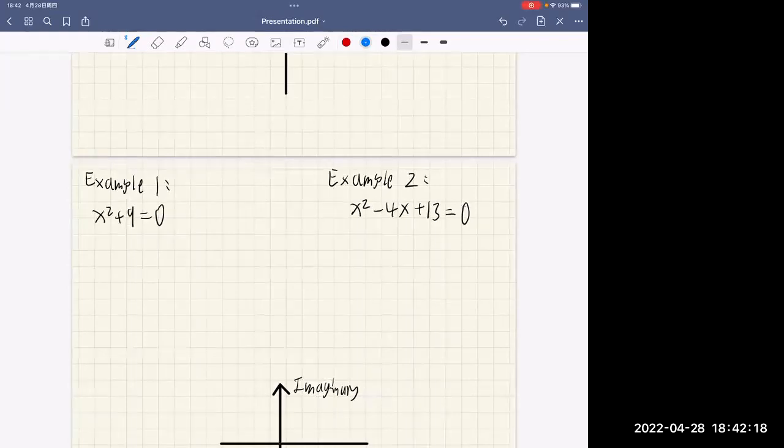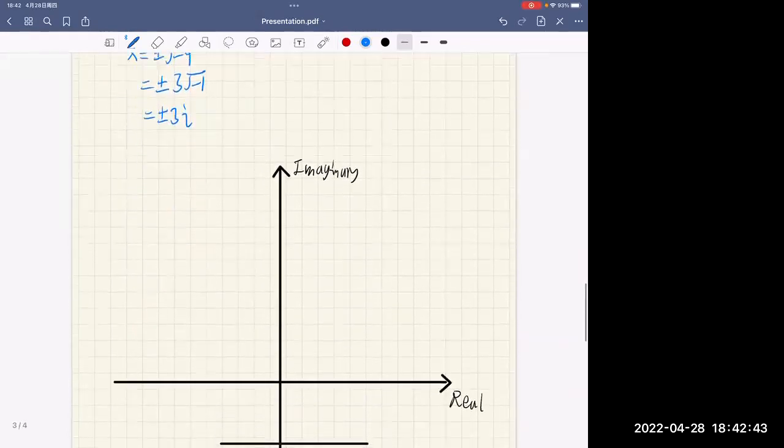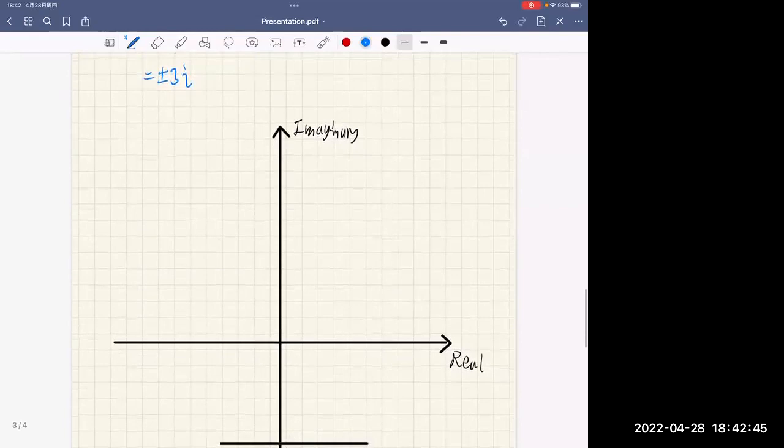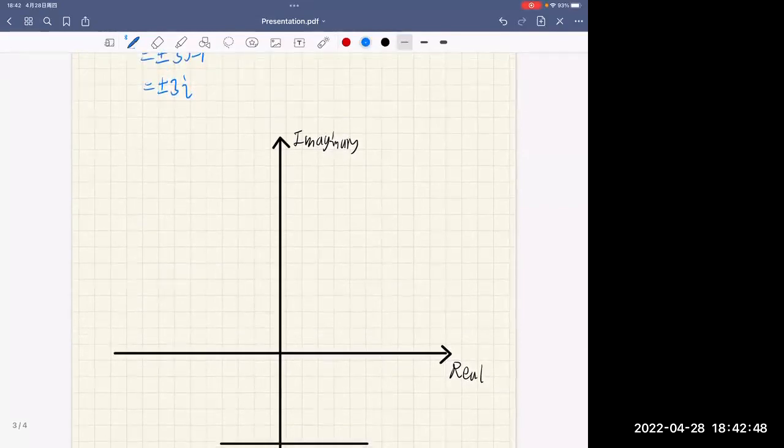Now let's see another example. x squared plus 9 equals 0. So x squared equals -9, and x equals plus and minus the square root of -9, which equals plus and minus 3 times the square root of -1, which equals plus and minus 3i, right? We can plot this onto our imaginary and real graph. So x equals plus and minus 3i. That's 3i, that's minus 3i, right?